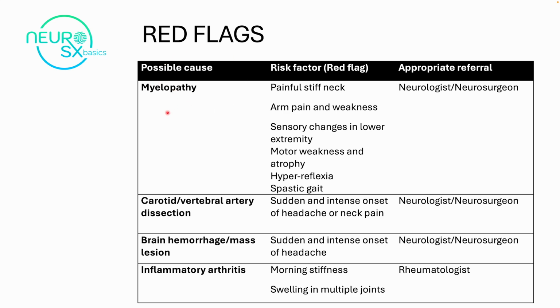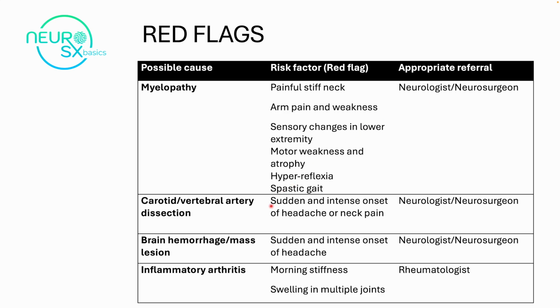There are clear signs which point towards myelopathy as well, like sometimes a painful and stiff neck might indicate the presence of myelopathy. Arm pain and weakness, sensory changes in the lower extremity, motor weakness and atrophy, hyperreflexia, and a spastic gait can all indicate myelopathy and require referral to a neurologist or a neurosurgeon.